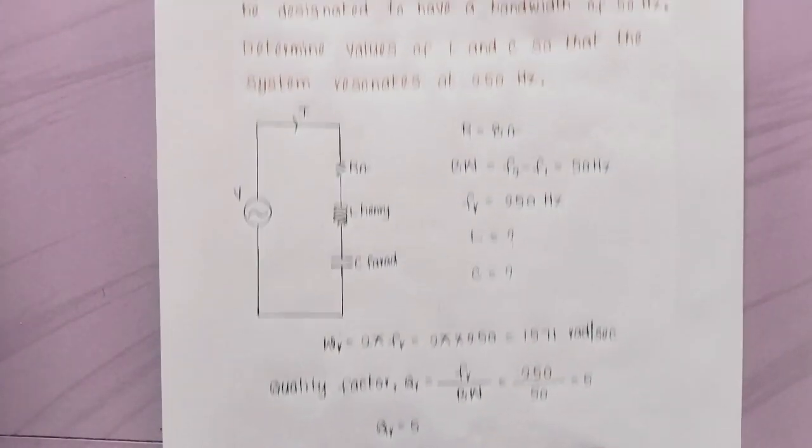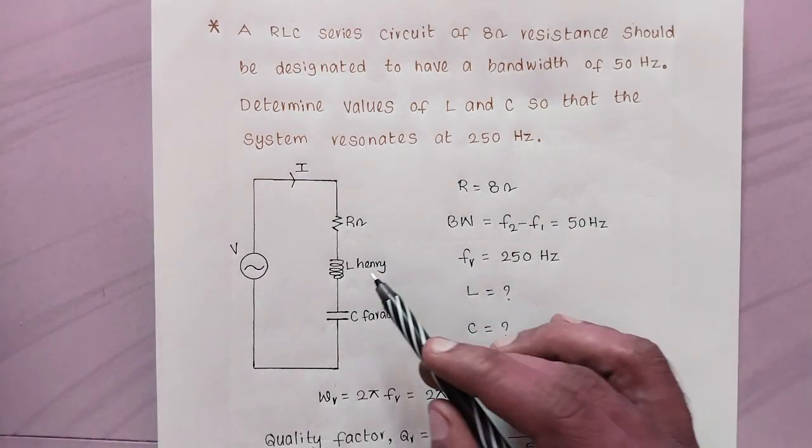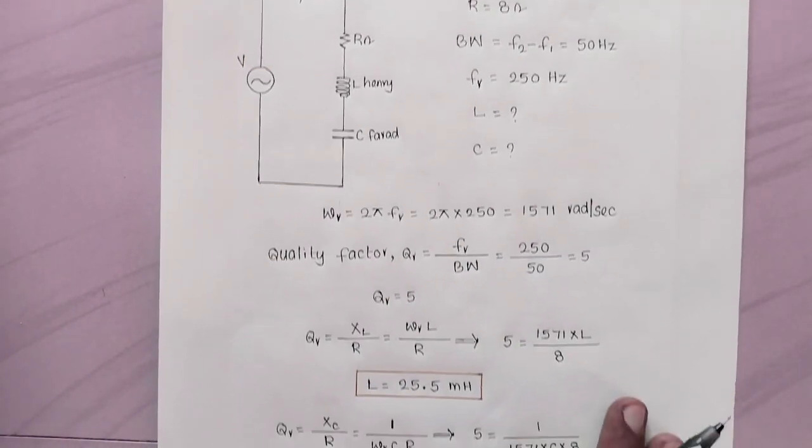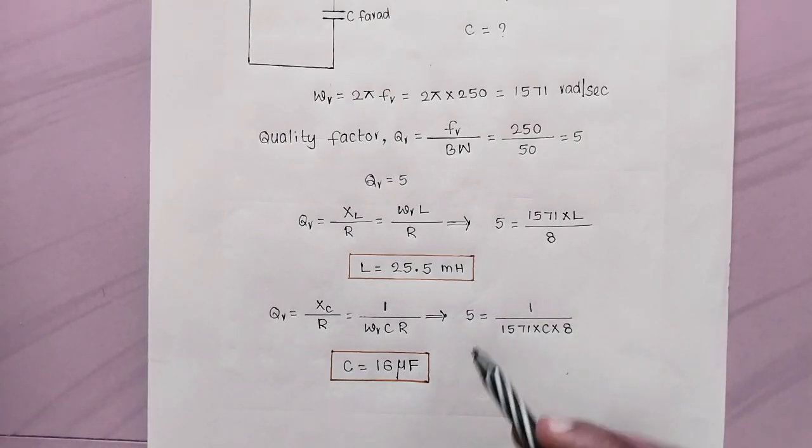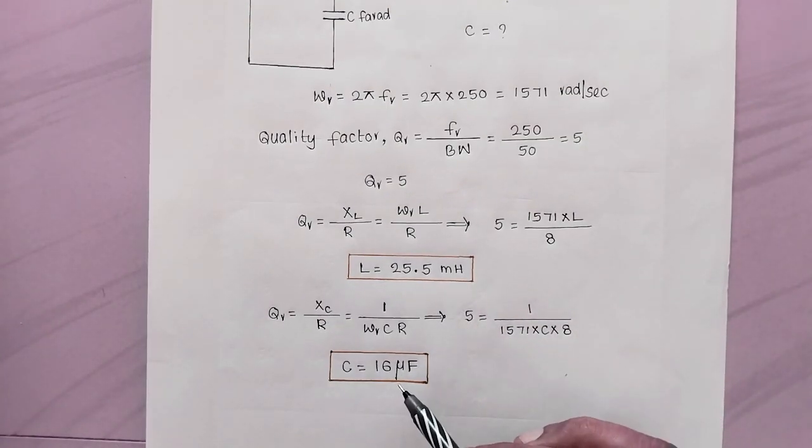So in this way, we can find the unknowns L and C. So L is 25.5 millihenry and the capacitor value C is 16 microfarad.